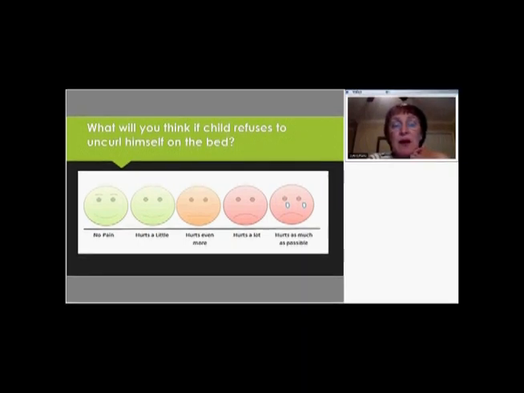What will you think if child refuses to uncurl himself on the bed? Again, that's what we talked about already, wasn't it? Tommy, if he doesn't stretch out, then he has peritoneal irritation. And here's your little analog scale that you were talking about on a scale of 0 to 10. This is for little bitty kids who can't count, but certainly can identify the faces.